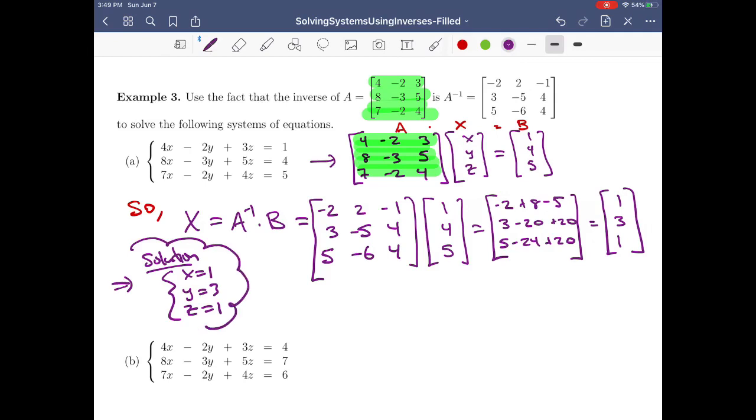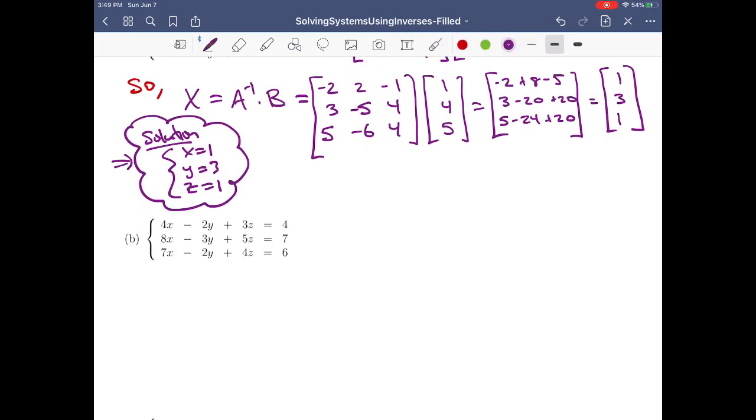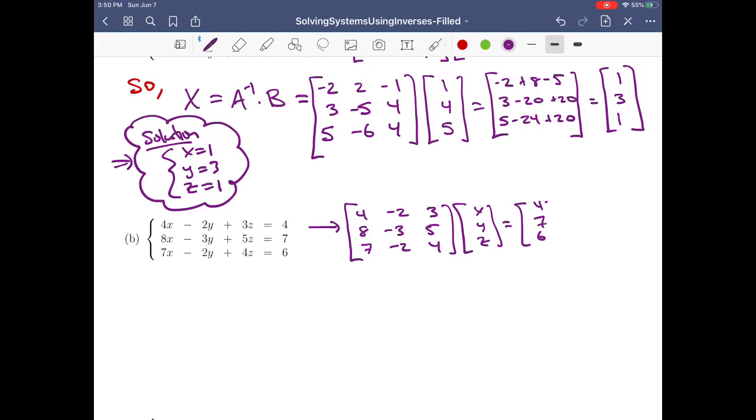So notice if we had the inverse, it's much, much faster to use the matrix equation form to find the solution. Okay, now what about the next one? So if I again put this into a matrix equation, it's 4, -2, 3, 8, -3, 5, 7, -2, 4, times the variables as a column should equal 4, 7, 6.